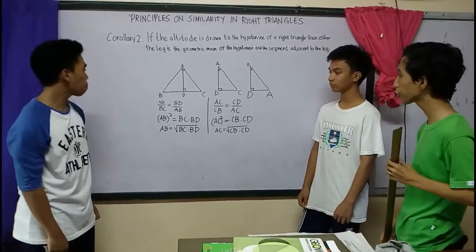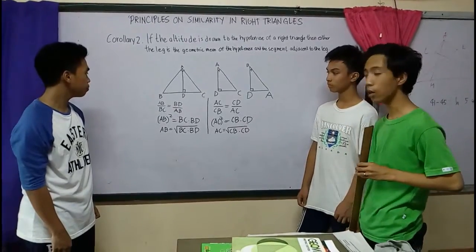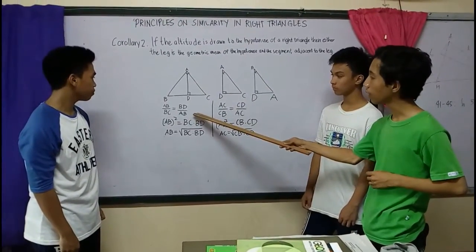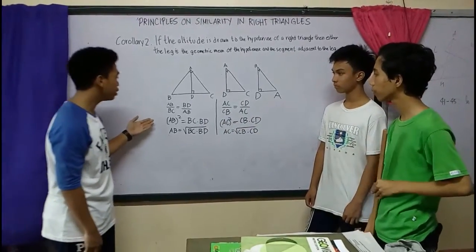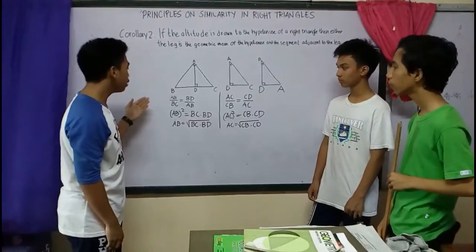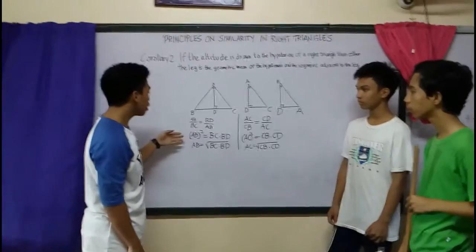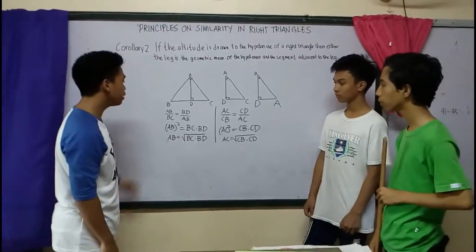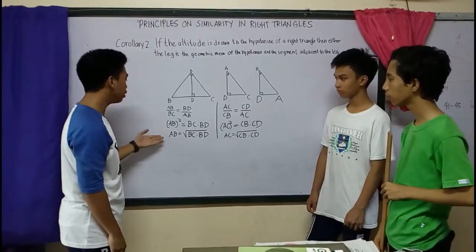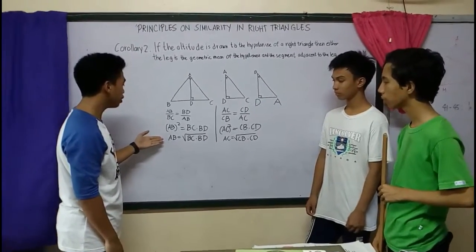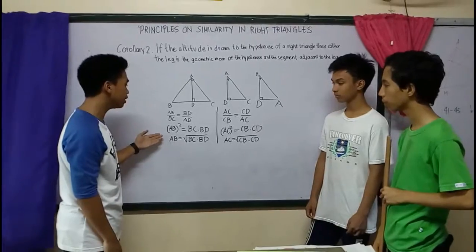Now, the proportion created is AB over BC is equal to BD over AB. By cross multiplication again, the equation will be AB squared equals BC times BD. Simplifying this equation will result in the equation AB equals the square root of BC times BD.